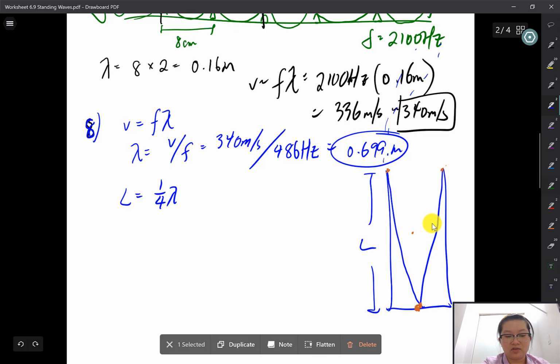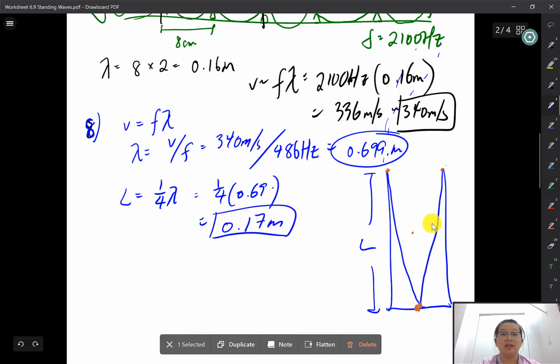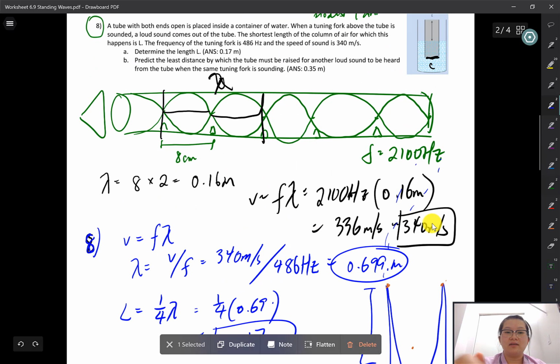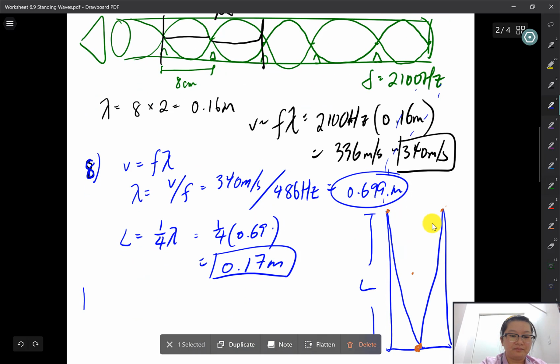So to put this all in, we get 1/4 times 0.699 and whatever that is. This is going to be this one divided by 4 equals 0.17 meters for the shortest possible length needed to make the constructive interference happen. Okay, and there it is. Answer's right there. Okay. B.